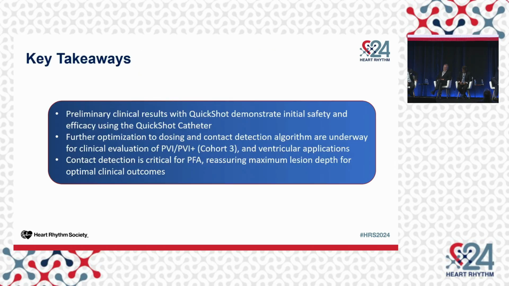So key takeaways, you've seen the clinical results. I think obviously we still need to modify and optimize dose and contact detection algorithm, but we're certainly going in the right direction. And I think we all agree in this panel that just doing pulse field in blood with 5 million volts is not the solution. It's really making contact and utilizing the generator to deliver the right waveform so you can minimize collateral damage, at least in terms of hemolysis.